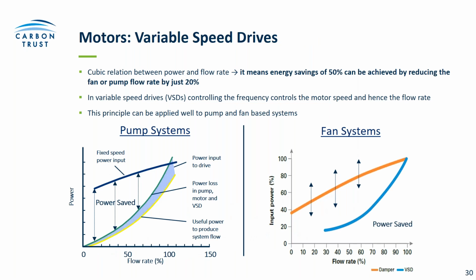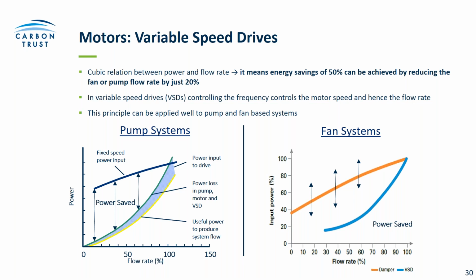So as I say, there's a cubic relationship between power and flow rate. So that means that energy savings of 50% can be achieved by reducing fan or pump flow rates, so those variable torque loads. In variable speed drives, controlling the frequency controls the motor, as we've said, so that effectively controls the flow rate. And that principle works very well on fan systems and on pump systems.